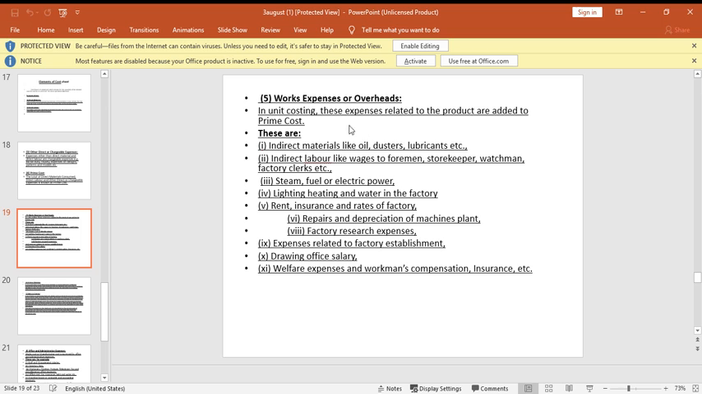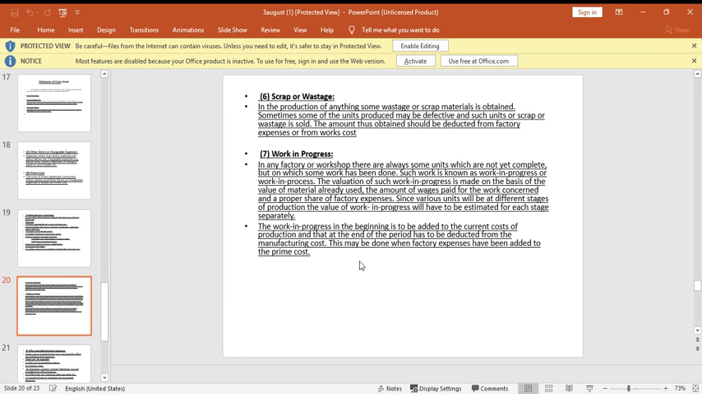And work expenses or overheads means indirect materials like oil, cluster, lubricants, indirect labor like storekeeper, factory clerk, and watchman, etc. Then lighting, steam, fuel, electric power, heating, water, rent, insurance, rates of factory, etc. And scrap or wastage is this: in the production of anything, some wastage or scrap material is obtained, so that is going to be sold, and that profit is going to be included in total expenses.